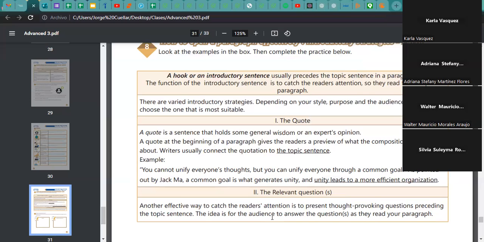I don't know, anything like, have you ever been in a situation where English is important and you were not able to understand another person? And then you start with a topic sentence and then you say some other things. So these two strategies are very common and very important in English.